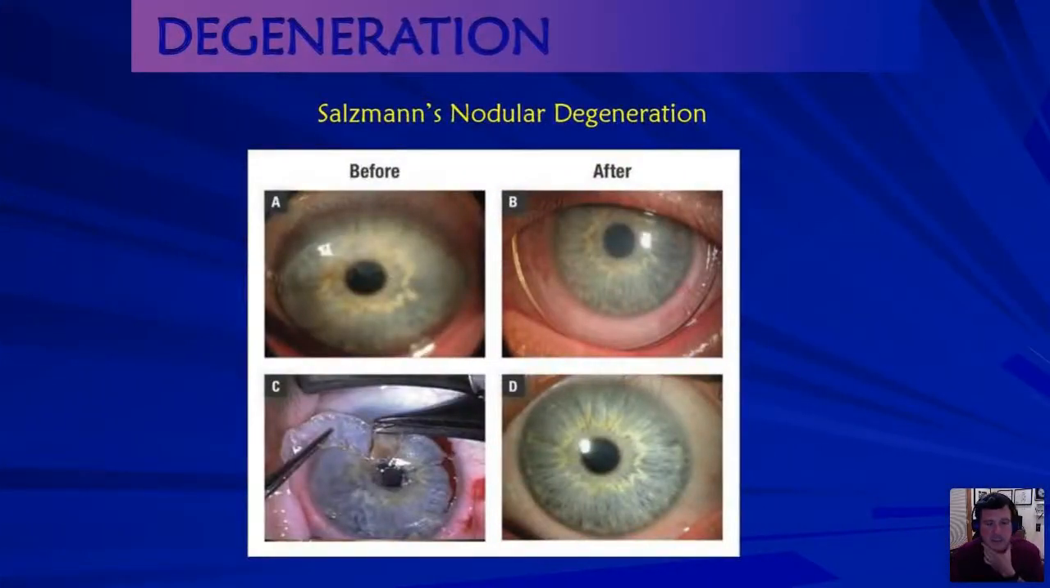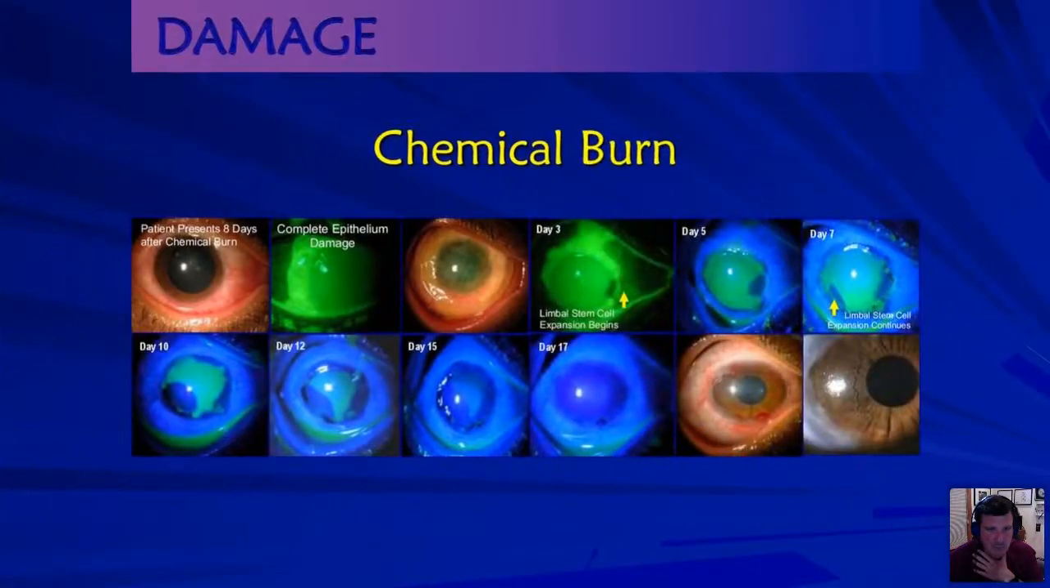And we use it in Salzmann nodular degeneration. Now, we really don't use it in the office for the Salzmann nodule. The Salzmann nodule usually gets removed by the surgeon in the operating room. And when they come back for their 1-day post-op, the surgeon always makes sure that we have the membrane there. And then we put the amniotic membrane on to really promote and allow that cornea to heal in a scarless type of fashion. So Salzmann nodule works really, really well.